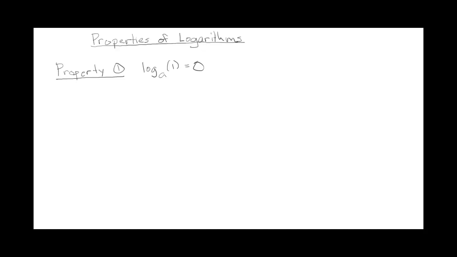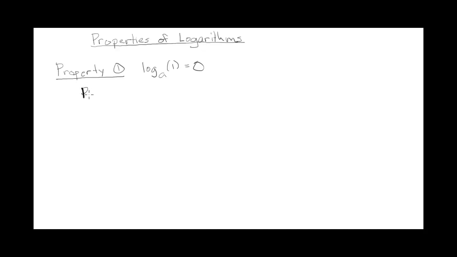In this video, I'm just going to go over three basic properties of logarithms, which will just make logarithms a little easier to work with. The first property is this: log base a of 1 is equal to 0 for any base. So this is fairly easy to prove or to see why this is true.